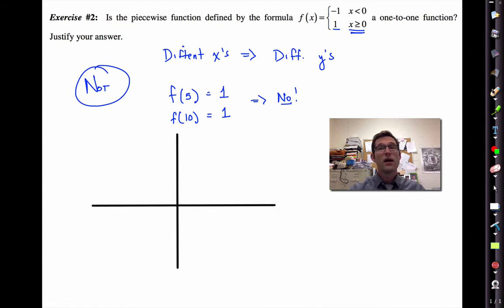All right, and again, I'd highly suggest trying this without a graph. Do a little dimensioning, 1 and -1. What does it look like? Well, it looks like the horizontal line y equals 1 over here, and then it looks like the horizontal line y equals -1 over here. And so obviously it fails the horizontal line test because a horizontal line there or there will hit the graph more than once.